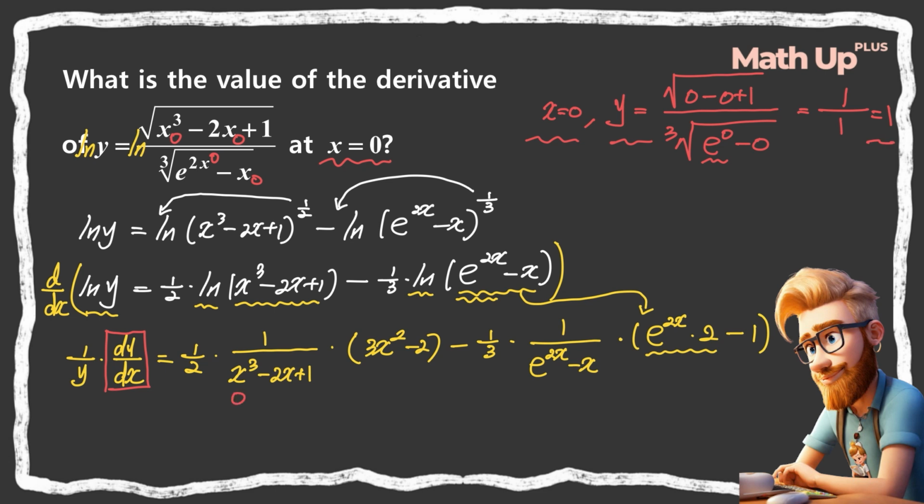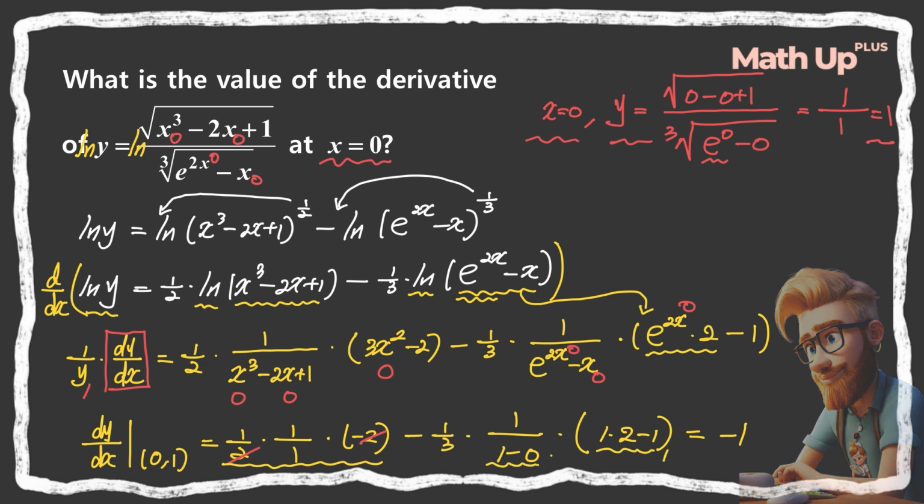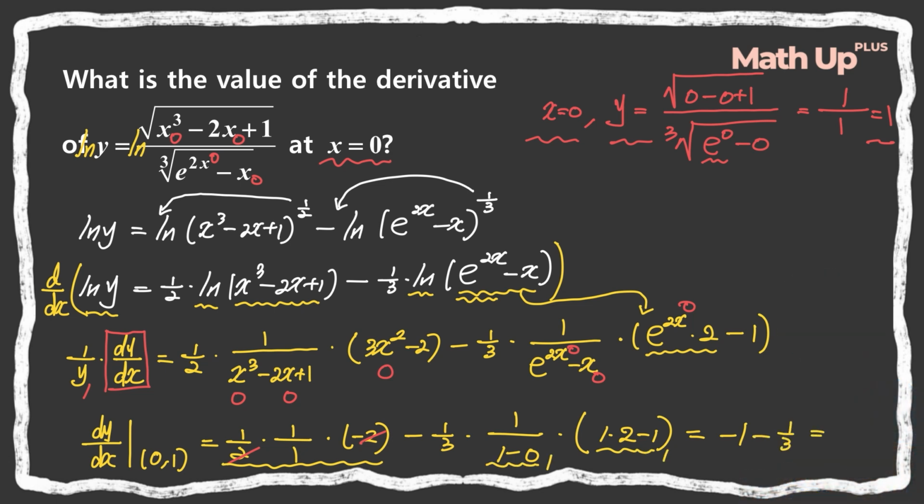Now substitute 0 for x and 1 for y. Then our derivative dy over dx at the point (0, 1) is equal to 1/2 times 1/1 times negative 2, minus 1/3 times 1 over (e to the 0 minus 0) times e to the 0. So 1 times 2 minus 1. The 2 cancels out here. So this is going to be equal to negative 1 from this expression. This is 1, this is 1. So minus 1/3. So that's going to be negative 4/3.